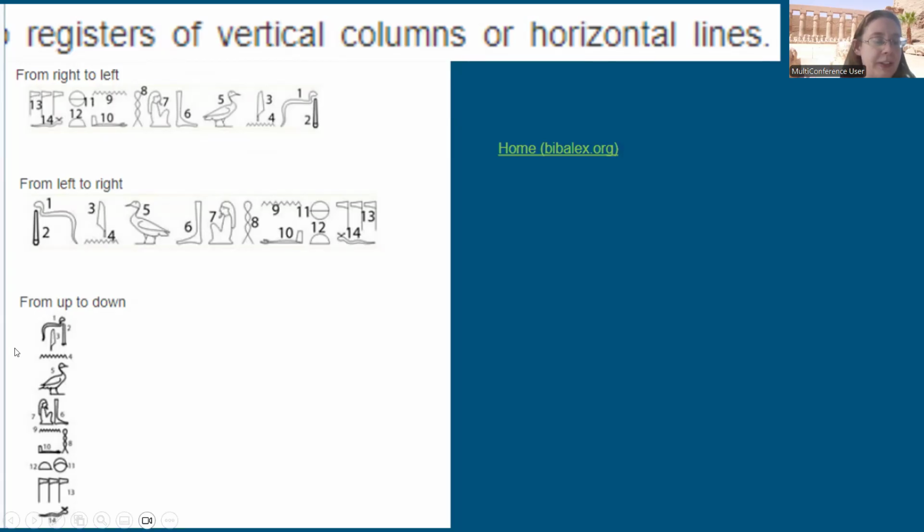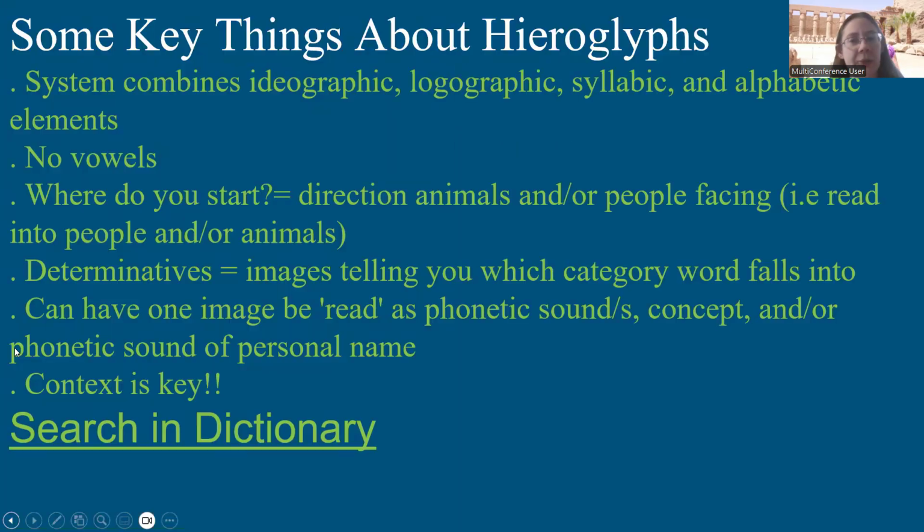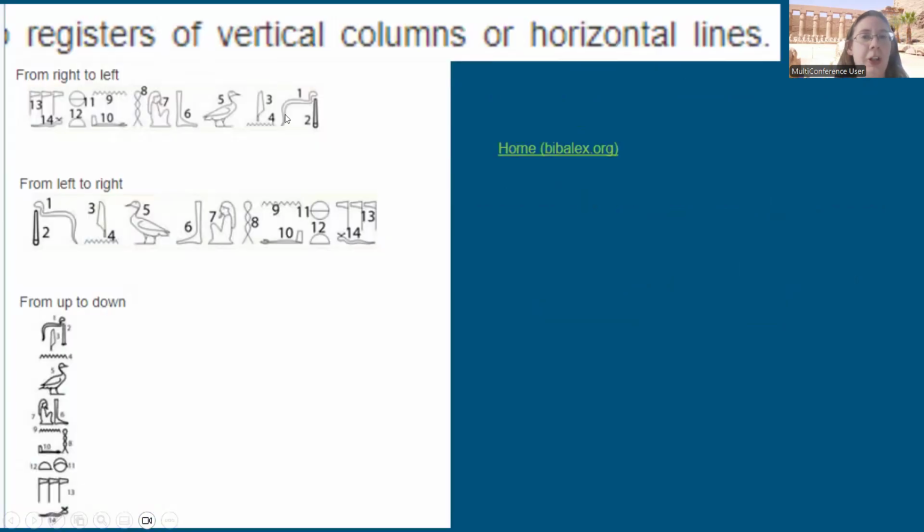So when we last left off, one of the things that I was talking about in terms of, okay, how do you even start to read this, is a lot of the signs are coming from the Egyptians' natural world and the things that they saw around them, meaning that a lot of them are animals and or people. So you read into the direction those animals and or people are facing. This is a graphic from that hieroglyphic step by step that helps to illustrate that.